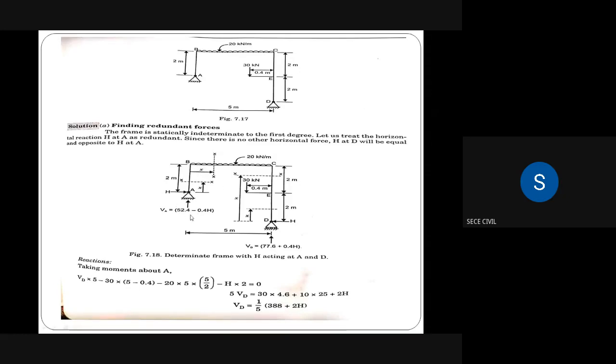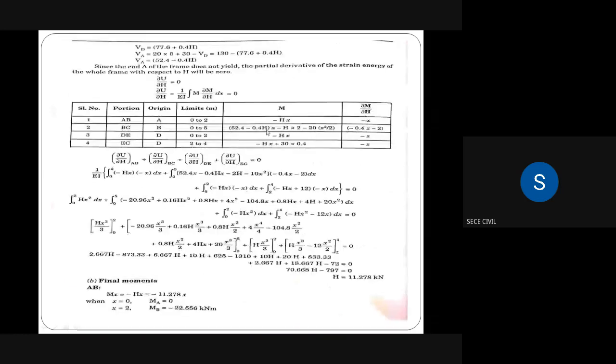So 52.4 minus 0.4H into X, then minus H into 2. Then UDL value 20, so minus 20 into X into X by 2. That is what they wrote here: 52.4 minus 0.4H into X minus H into 2 minus 20 into X into X by 2. After this we are calculating dou M by dou H. So dou M by dou H is equal to minus 0.4x minus 2.